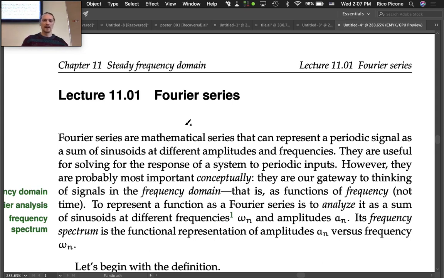We're going to develop some very specific tools for analyzing systems in the frequency domain. But I also want to make sure that we stay focused on the fact that the frequency domain concept is actually the most important aspect of this.